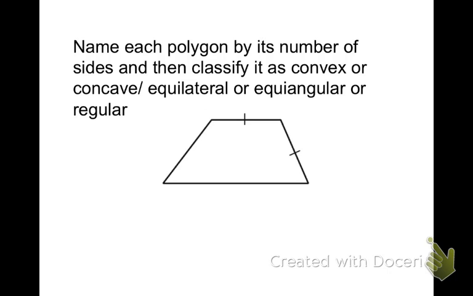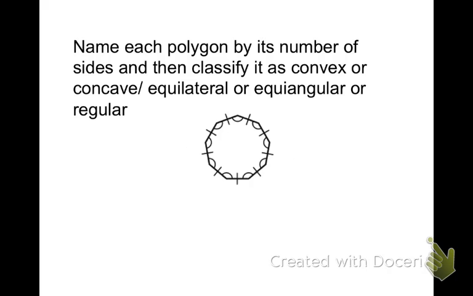Next one. Classify by number of sides. Quadrilateral. Concave or convex? Convex. Is it any of the other ones? Equilateral? No. Equiangular? No. So then it's definitely not regular. Okay. Ooh. How many sides are up there? It's a 9 or 10. 1, 2, 3, 4, 5, 6, 7, 8, 9. So it's a nonagon, convex or concave, convex, equilateral, equiangular, or regular? Regular, good.